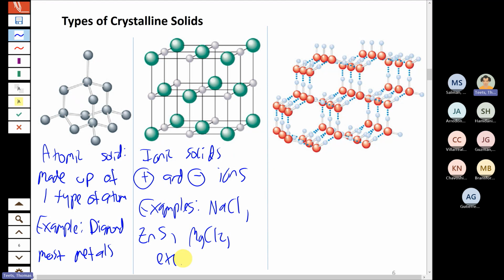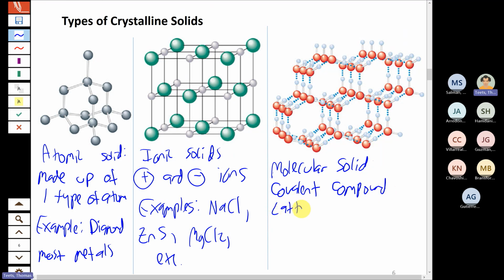And then the last type, which we won't talk about as much, but we should be at least familiar with at a basic level, are called molecular solids. So molecular solids are covalent compounds that exist in a crystalline solid phase. So in this case, the lattice points are the molecules. And those molecules would be held together by intermolecular forces.